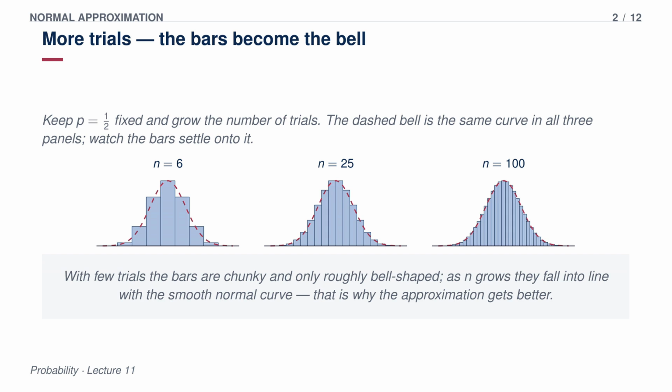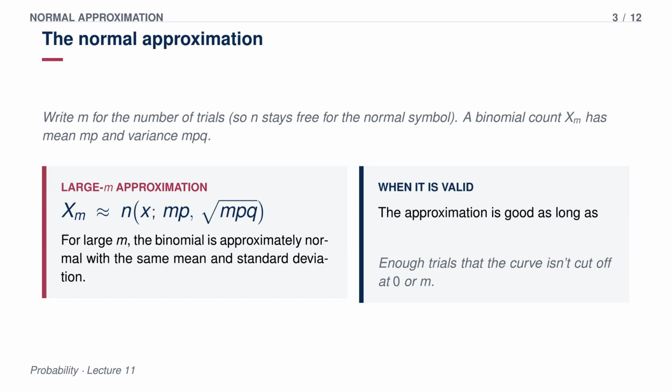The more trials you add, the finer the blocks get, until they pack so tightly the spiky chart melts into a smooth curve. Same dashed bell every time, and the bars hug it tighter and tighter. More trials, closer to the bell, and this smoothing into a bell is a first taste of the central limit theorem, next lecture's headliner.